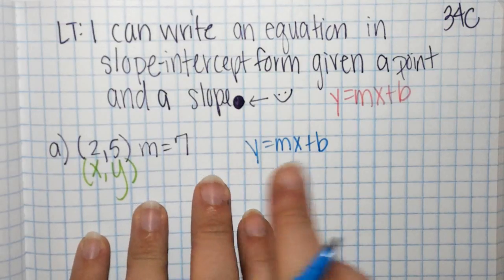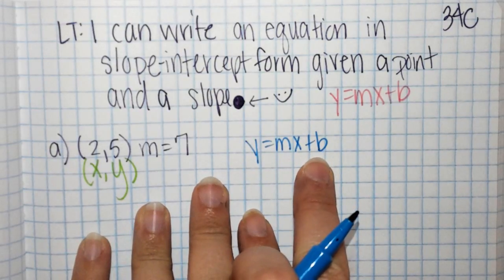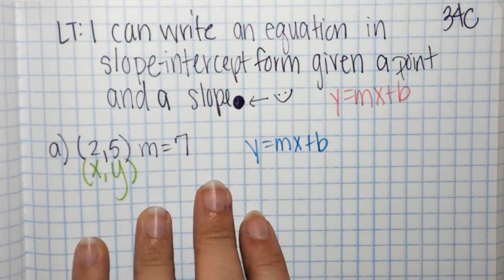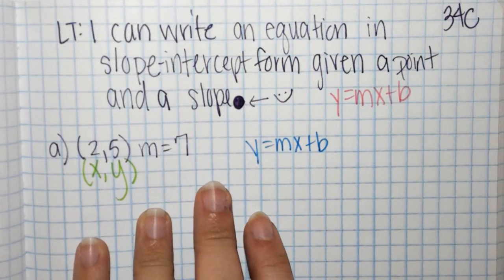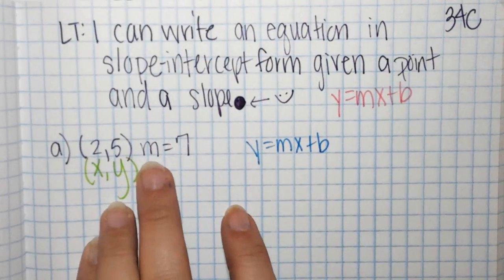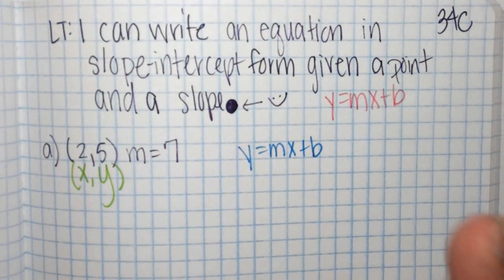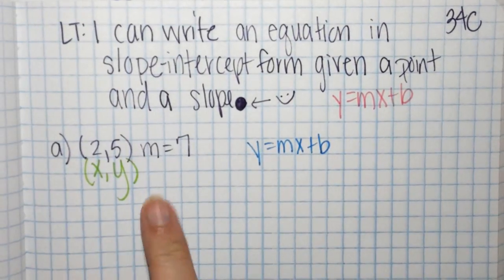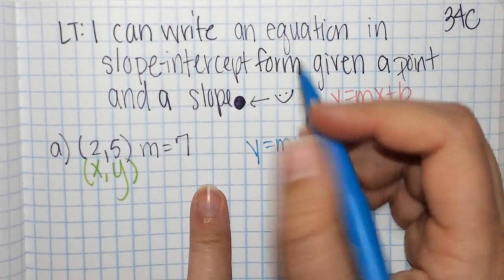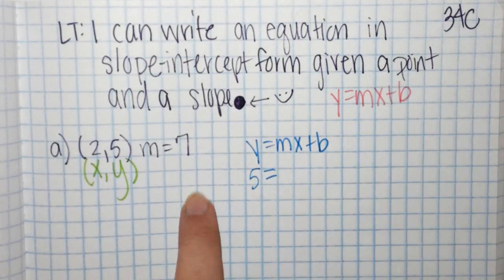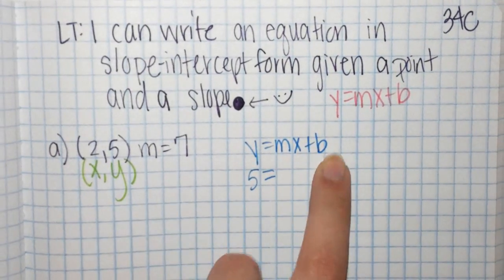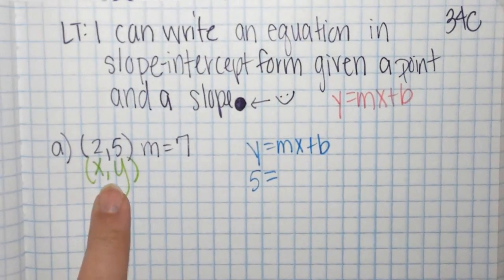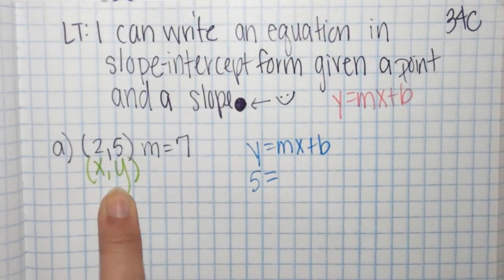All right, so now we are not given b, but what are we given? X and y and slope, the m. So we're going to plug that information in. We're going to plug what we have here into here, and we're going to find b. Now, what is y? 5. Now remember, y and b are two different things. B is your y-intercept. Y is the y-coordinate. Those are two different things.